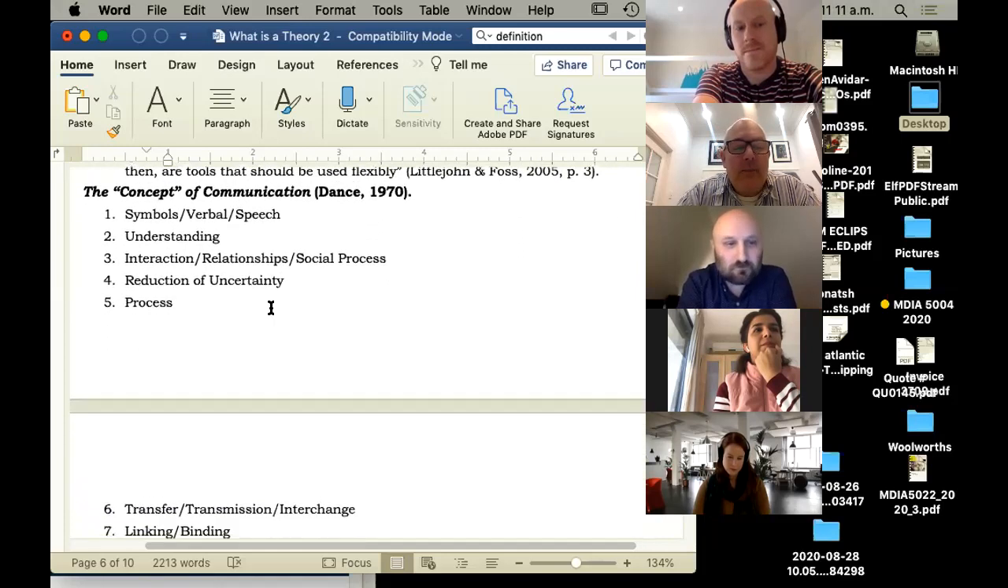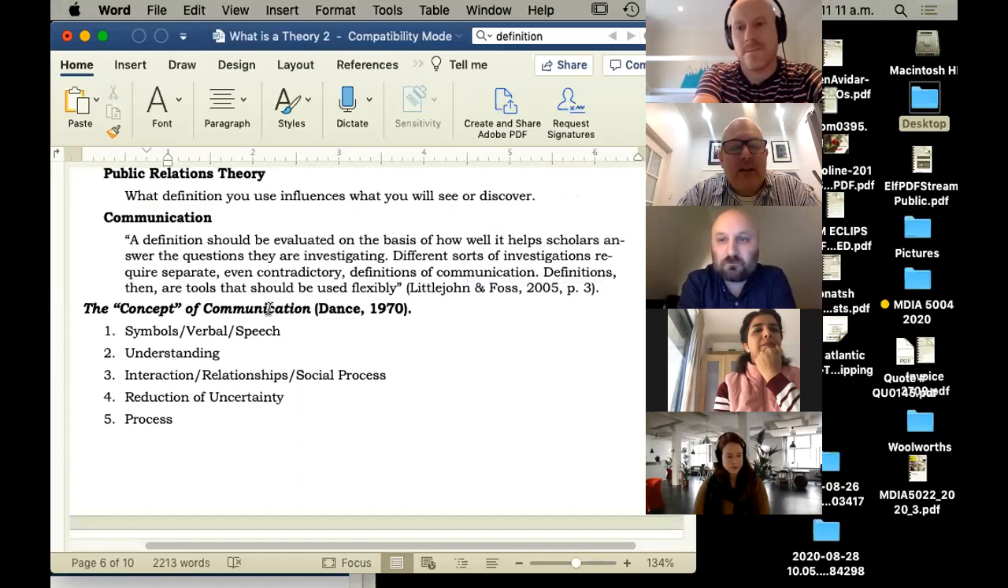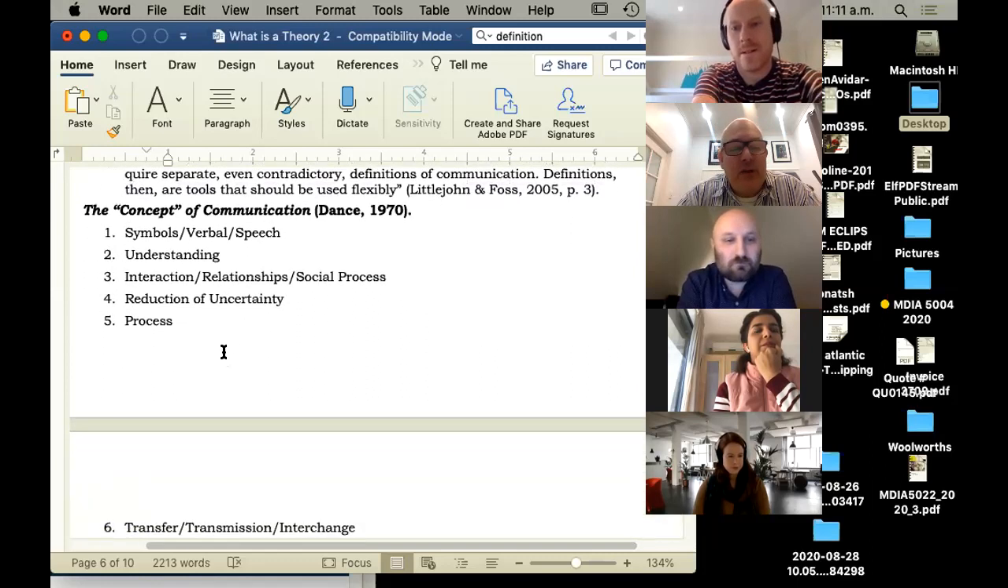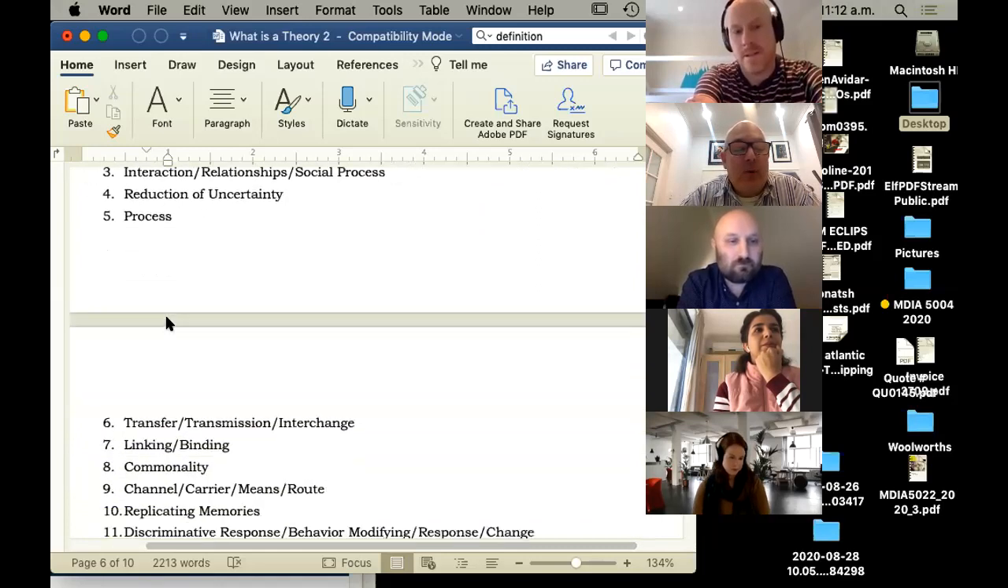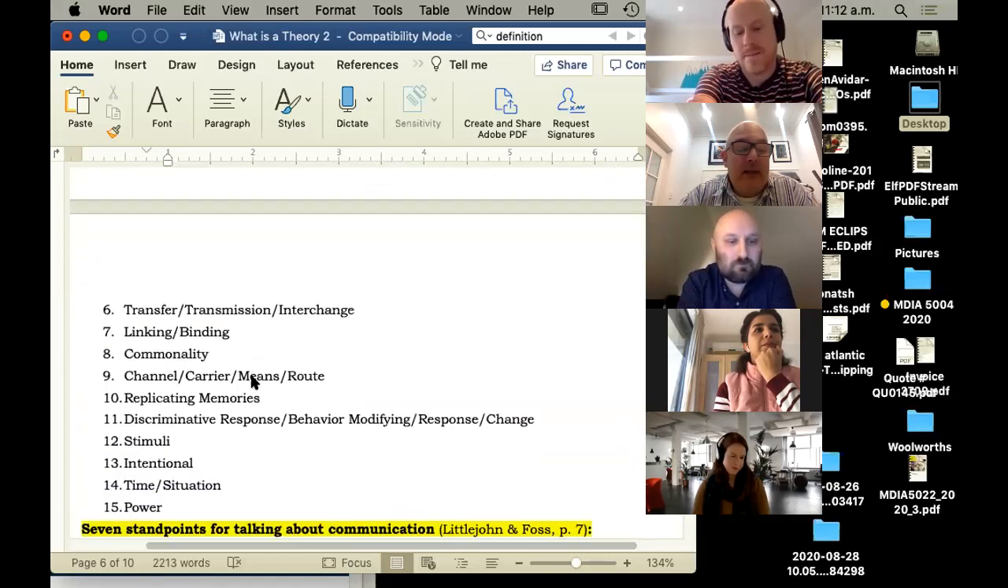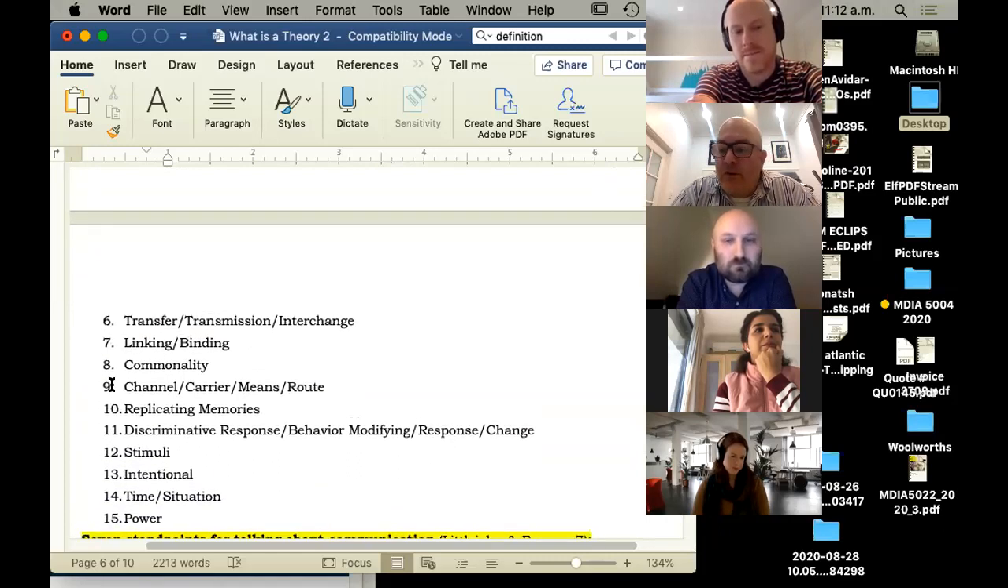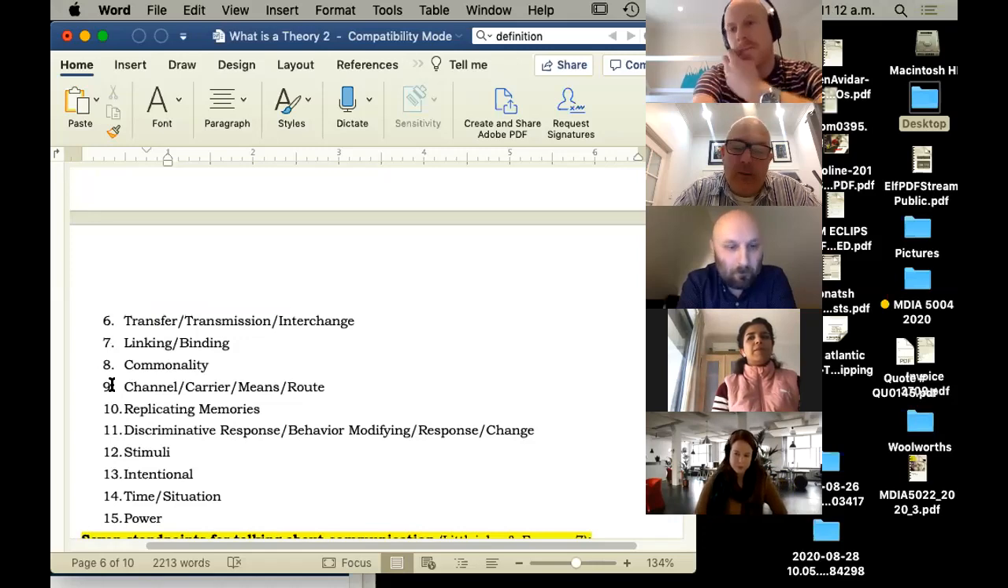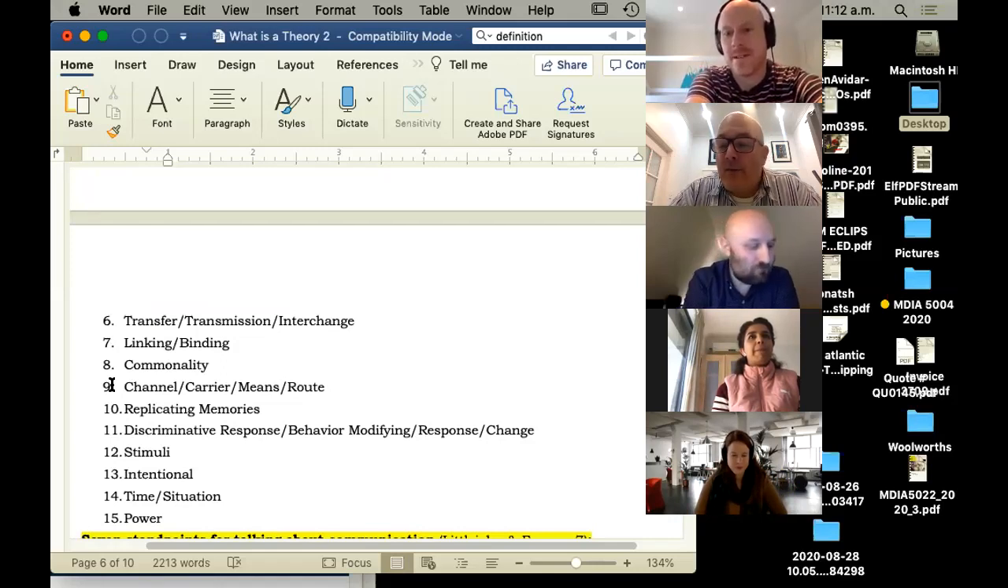So Littlejohn has this list, I think this is actually from Dance, of concepts of communication. And we know that there are lots of different things we can study: symbols, speech, understanding, processes, linking, stimuli, et cetera. There's a whole bunch of different ways of looking at it. I'm not going to privilege one over the other, but just to remind us that even with a tired old theory that we have out there, we can take it further.